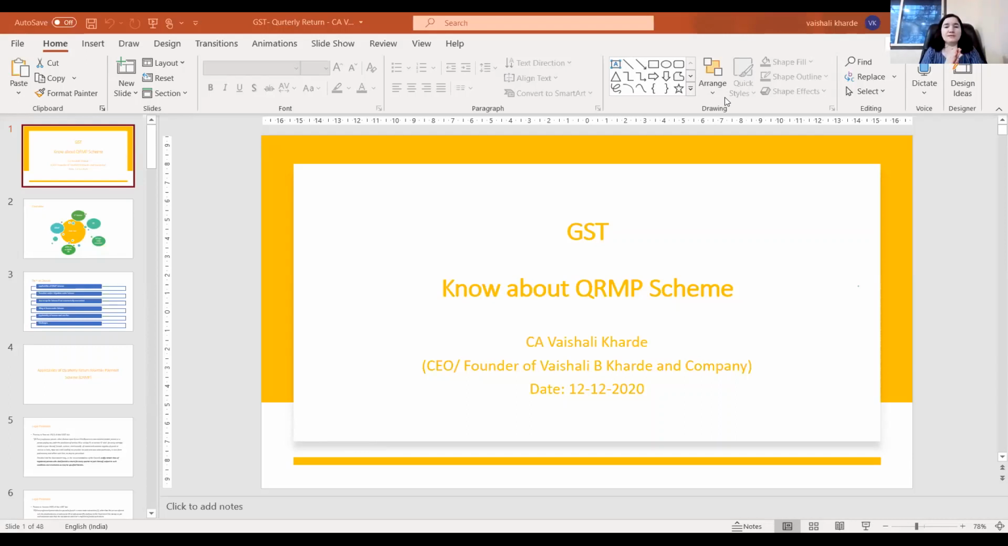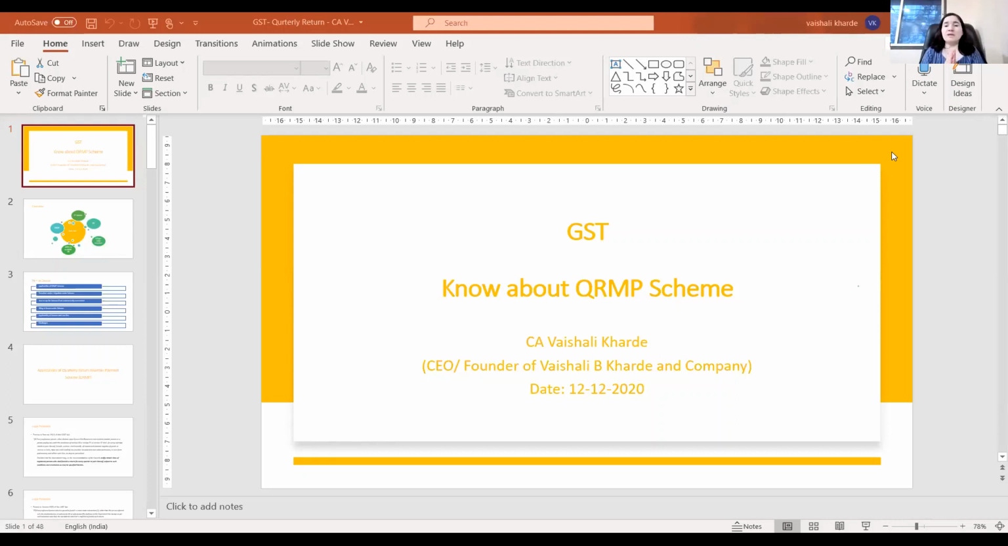So let's start today's session, that is the QRMP scheme. First of all, what is the long form of this scheme? The long form is Quarterly Return Monthly Payment. The long form itself says that you have to file the quarterly return, but the tax payment is monthly.